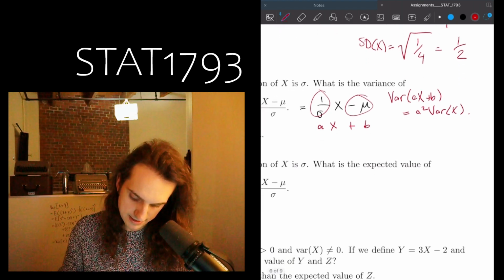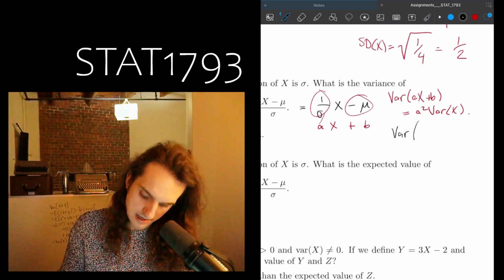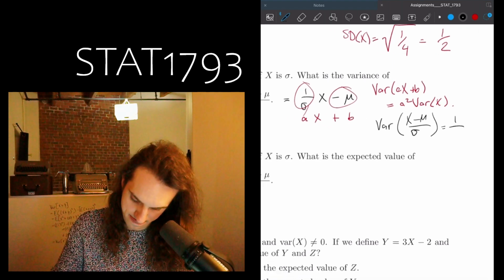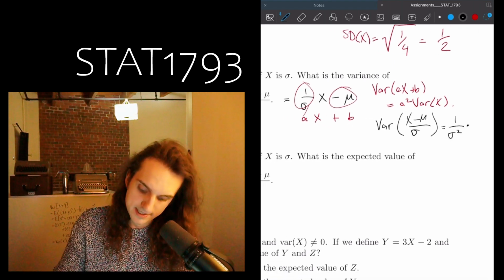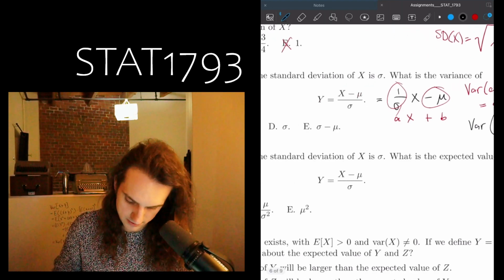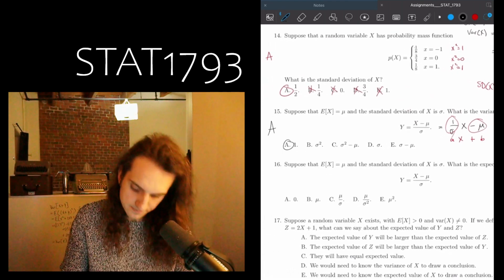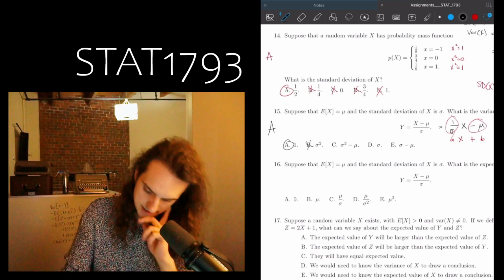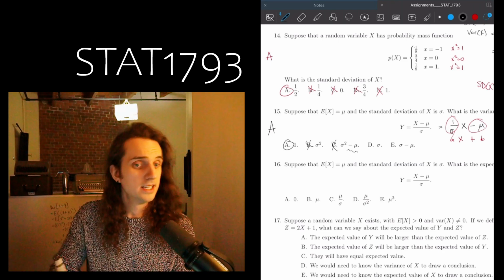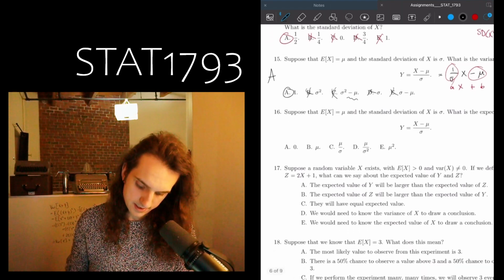right? And so in this case, a is 1 over sigma, so we get that the variance of x minus mu over sigma is going to be 1 over sigma squared times the variance of x, which we've called sigma squared. So that's going to cancel out, and we're going to be left with just 1. So A is the correct answer again here. B is incorrect because we'd have to divide by it. You're almost never going to see these types of terms coming up in variances because if you add constants, it doesn't change the variance. So we're left with just this one.